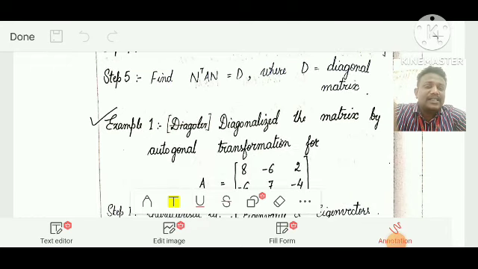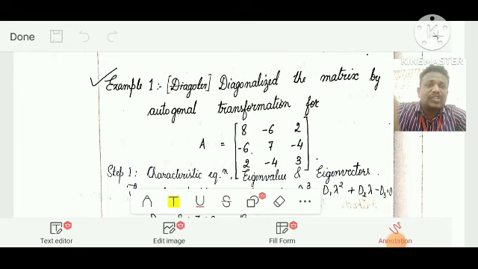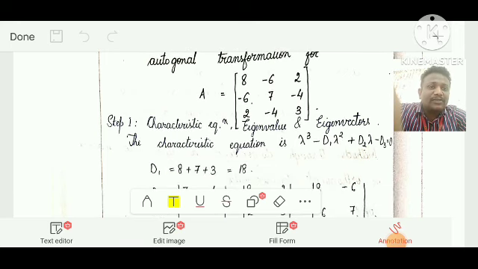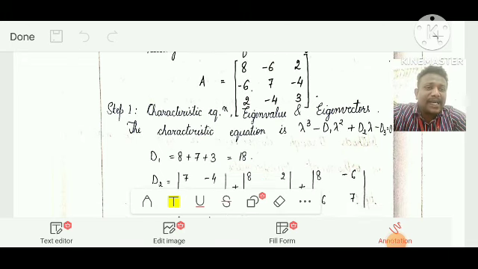Let us discuss a problem on diagonalization. Here we have a matrix, and our job is to convert this matrix into a diagonalized matrix. Let us see the steps to solve this problem. First, I will take the problem: capital A is equal to [8 -6 2; -6 7 -4; 2 -4 3]. First we need to find the characteristic equation. I clearly explained how to find the characteristic equation in the previous video. By using that method, we can find the characteristic equation here.